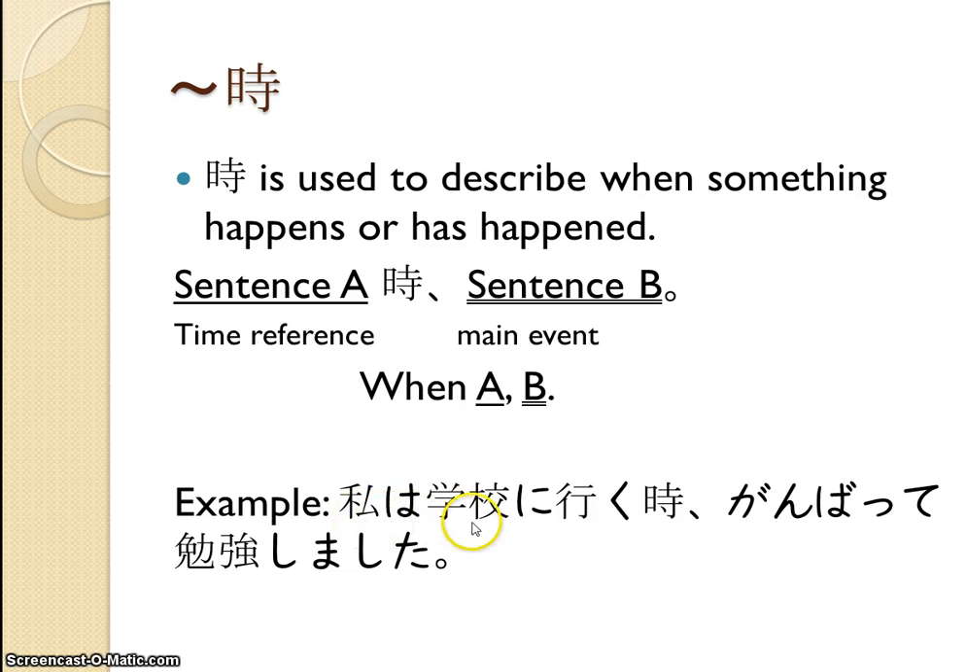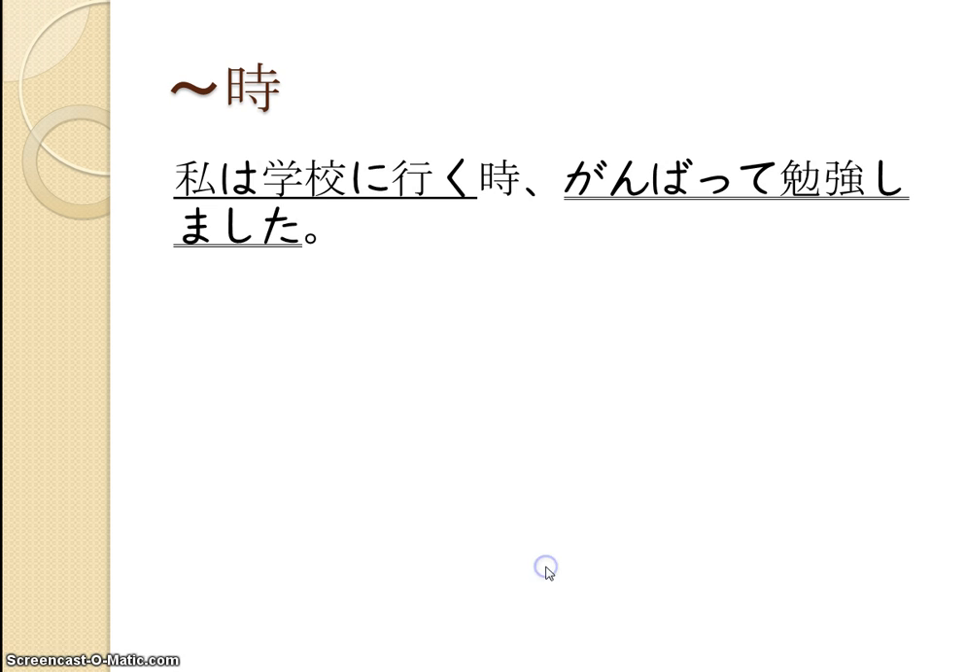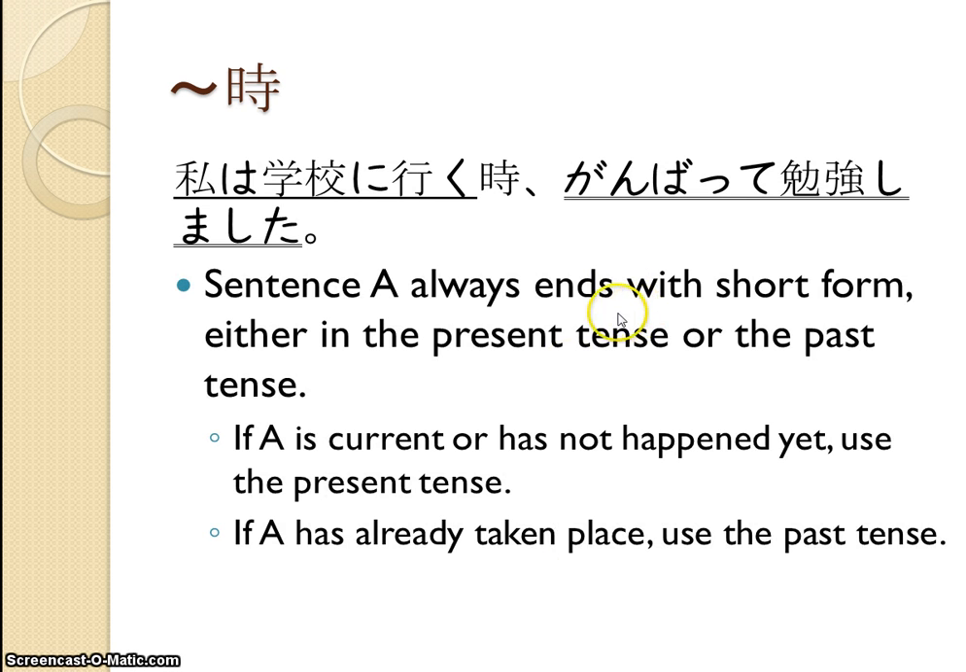Now here's an example. 私は学校に行くとき、頑張って勉強しました。Okay, so let's take a look at this sentence a little bit more. Notice that sentence A isn't a short form, and that's always going to be the case. And this sentence A is always going to change tenses. And we'll talk more about that in just a second. So if A is current or has not happened yet, you use the present tense. And then if A has already taken place, then you would use the past tense.